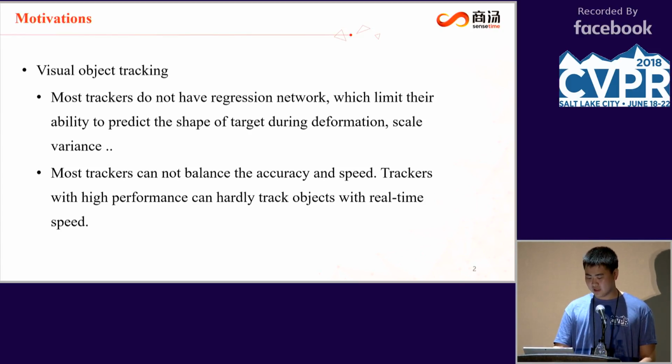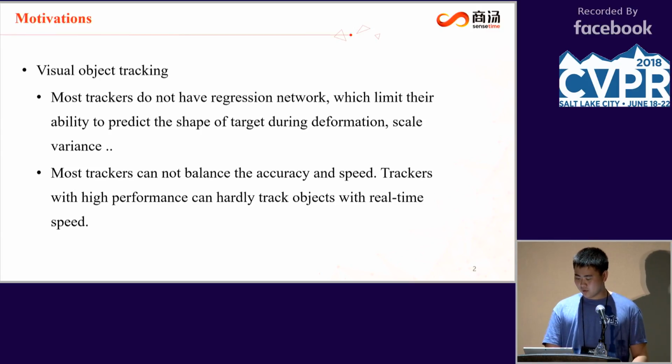Another motivation is that most trackers cannot balance the accuracy and speed. Trackers with high performance can hardly track with real-time speed. Based on these motivations, we introduced region proposal network into our tracking framework. And our main contributions can be summarized as follows.